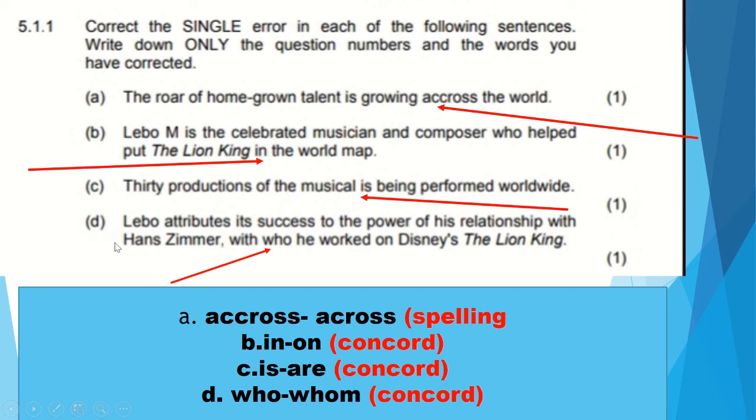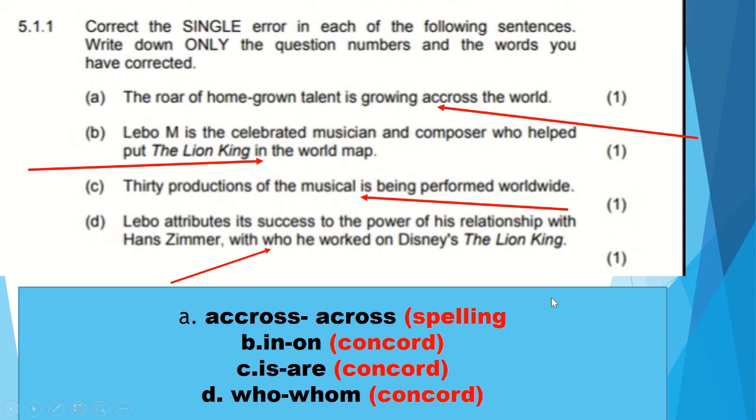Number D, Lebo attributes its success to the power of his relationship with Hans Zimmer, with who he worked on Disney The Lion King. But it's supposed to be with whom he worked, whom referring to a person. Again, the problem was concord.